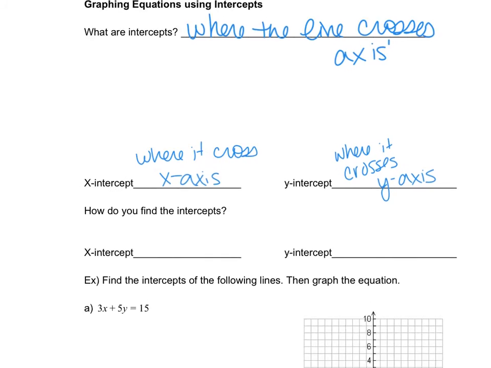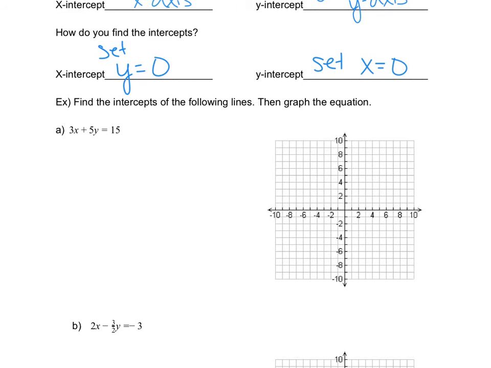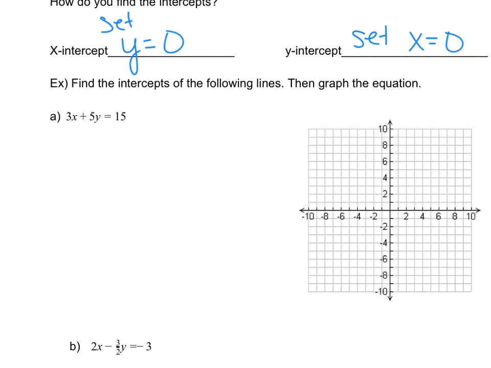Alright, remember from Algebra 1, how do you find intercepts? So your x-intercept is when you set y equal to 0. So you do the opposite. And your y-intercept is whenever you set x equal to 0. Okay, so find the intercepts of the following lines, then graph the equation. Even if you can remember other ways to graph, let's just do it this way for now. So let's find the intercepts.